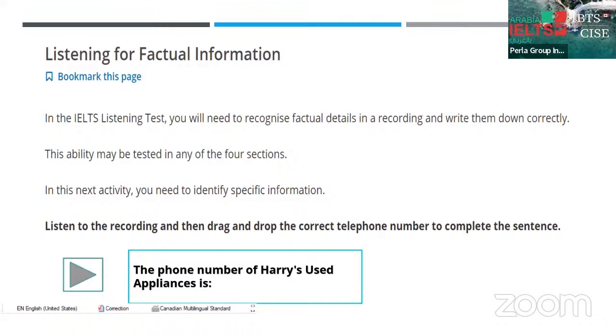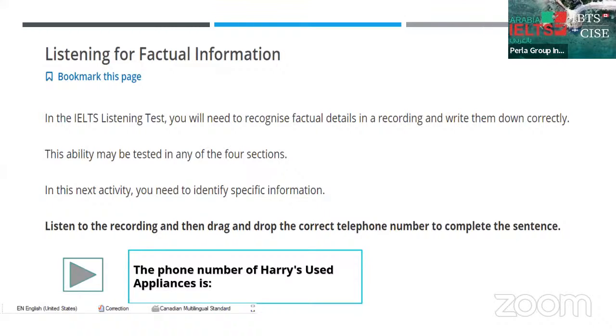This practice we'll do together. There is a phone number. Okay, so you just need to catch the phone number from the recording. Sometimes they repeat it, usually they repeat it, on the IELTS exam. But let's try to catch it from the beginning, from the first time.